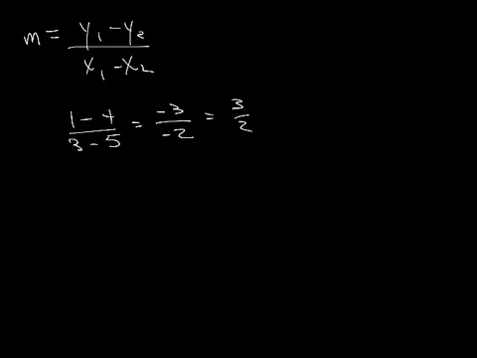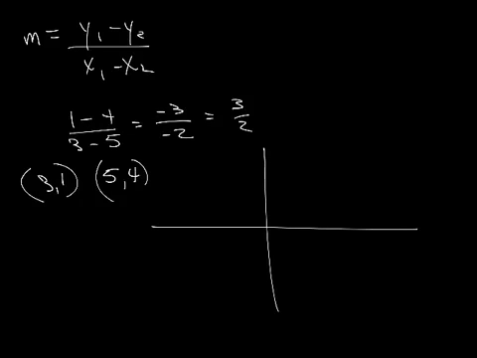So you're going to take your 3, 1 and 5, 4, and you're going to put them on a graph, and you are going to plot them. 3, 1, 5, 4, and draw your line right there. And then it says indicate the rise and run. Don't worry about that part of it.